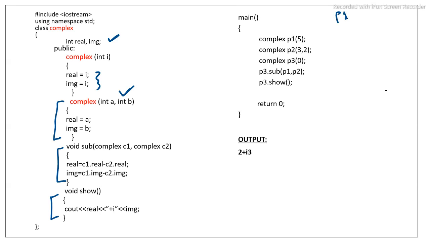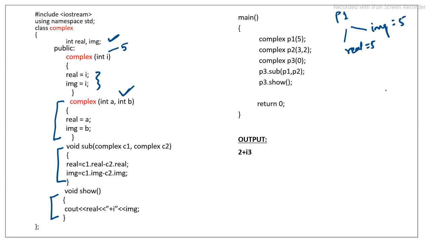Inside the p1 object we have passed one value, 5. So the value 5 we have passed as an argument here. The compiler will see that a one-argument constructor is there. So the compiler will search for that particular type of constructor, and this value will be assigned as 5, and the real and imaginary parts for the p1 object will be initialized with the value 5 here. Real equal to 5, imaginary equal to 5.